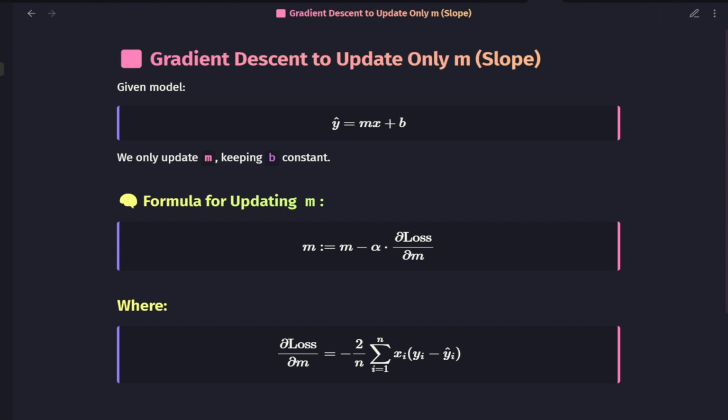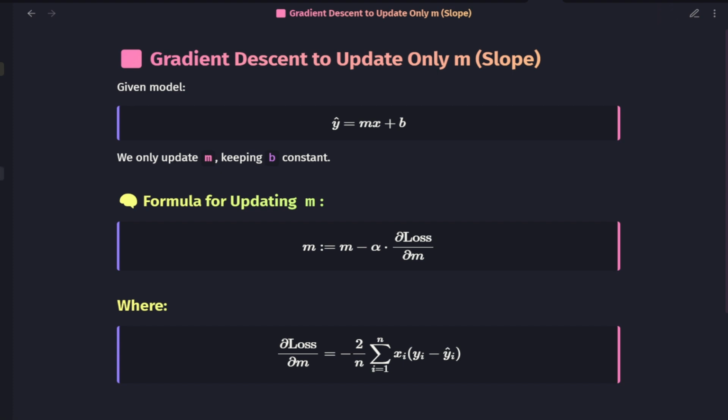Del loss by del m tells us the direction and steepness, basically how much the error changes when we tweak m. We calculate this using del loss by del m is equal to minus 2 by n sigma of xi times (yi minus y hat i). This means we look at each data point, multiply the error by the input value x, then sum it all up. The result tells us how to update m to make our predictions more accurate. By repeating this step, the model gradually learns the best slope to fit the data.